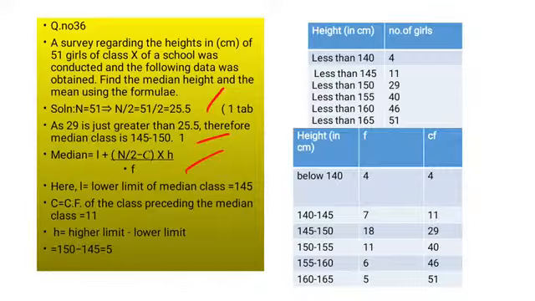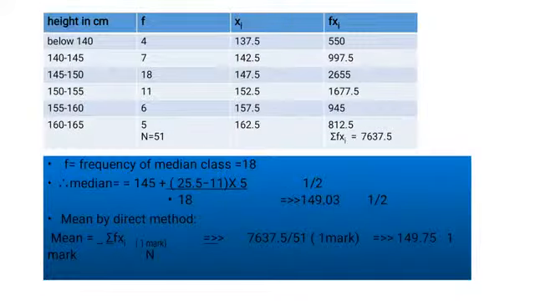L is the lower limit of the median class, that is 145. C is equal to the CF of the class preceding the median class, 11. h is equal to upper limit minus lower limit, that is 150 minus 145, 5. f is the frequency of the median class, that is 18. By putting the values we will get 149.03 as answer. Mean by direct method, we know mean is equal to summation of fxi upon n.